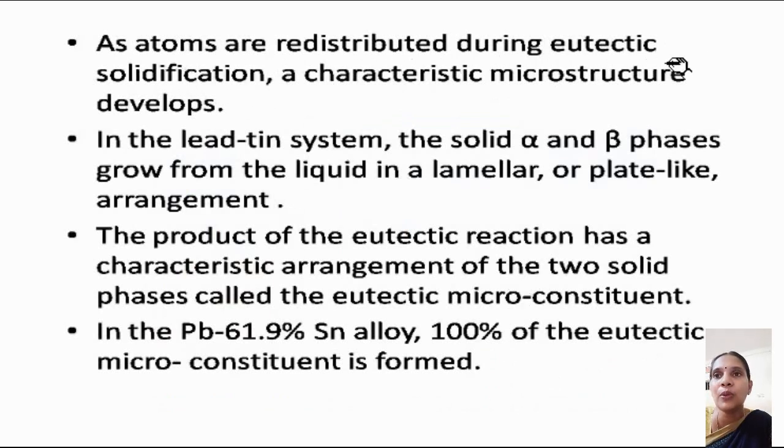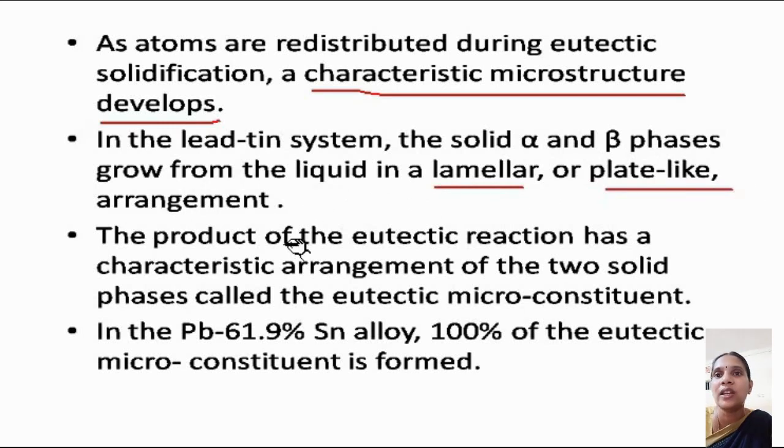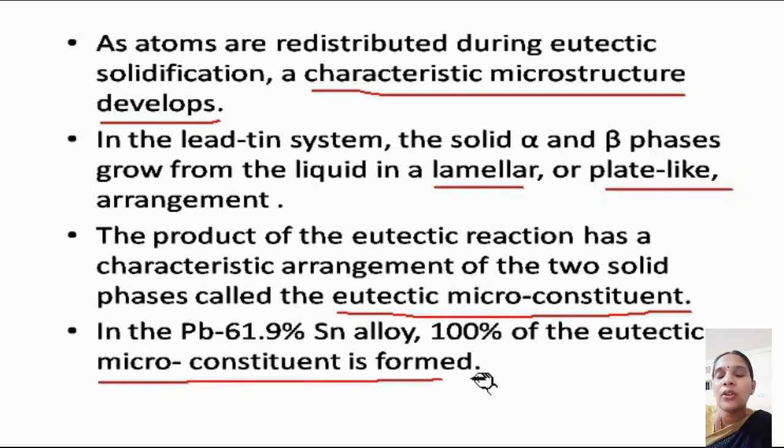So, as the atoms are redistributed during eutectic solidification, a characteristic microstructure develops. In the lead-tin system, the solid alpha and beta phases grow from the liquid in a lamellar or plate-like arrangement. The product of the eutectic reaction has a characteristic arrangement of the two solid phases, and this characteristic arrangement is what is called the eutectic microconstituent. The liquid is fully transformed, 100%, into eutectic microconstituent.